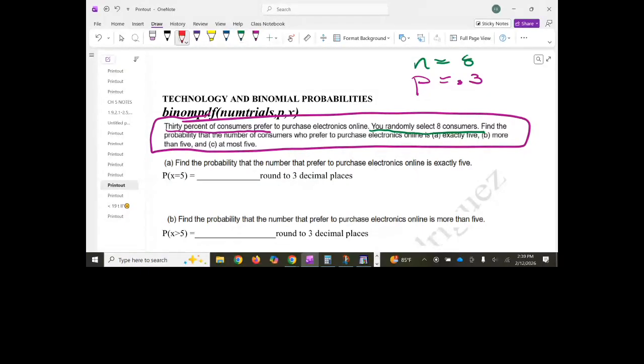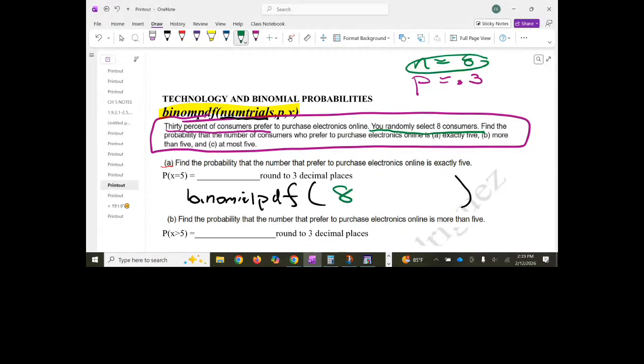Okay, I'm going to come back right here, y'all, to my part A. Part A says find the probability that the number of people who prefer to purchase their electronics online is exactly 5. Y'all, if you notice right here where it has binomial PDF, number of trials, P and X, what they're telling me is that we're going to use that binomial PDF. Okay, the first part, the number of trials, that's going to be my N. I'm going to put the number 8.